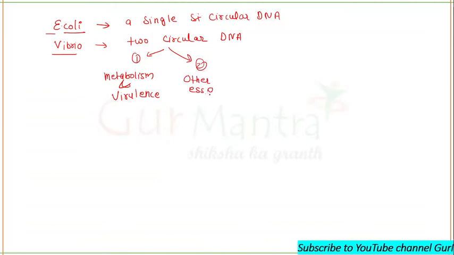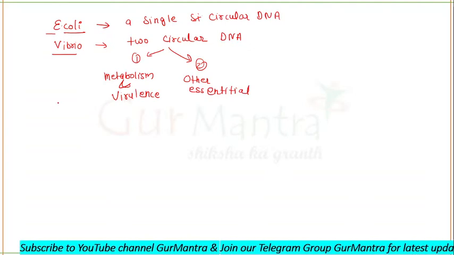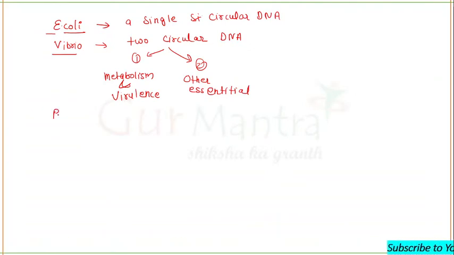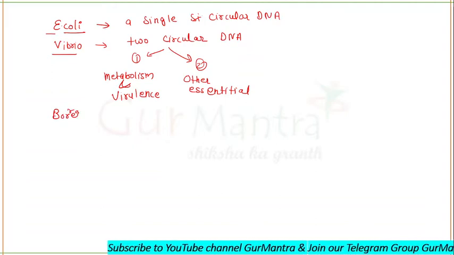So Vibrio has how many chromosomes? Two chromosomes. Then comes Borrelia. Borrelia, with a double R. Borrelia. I'm sorry.